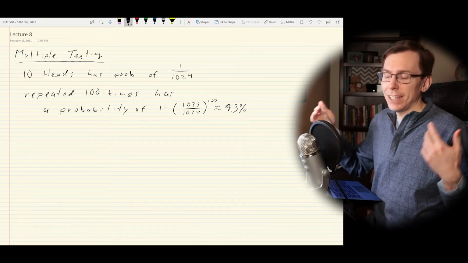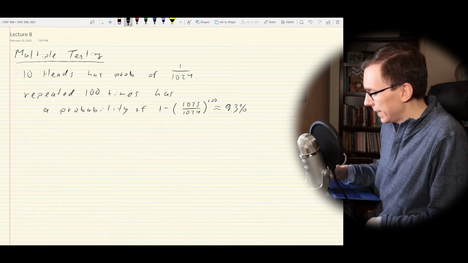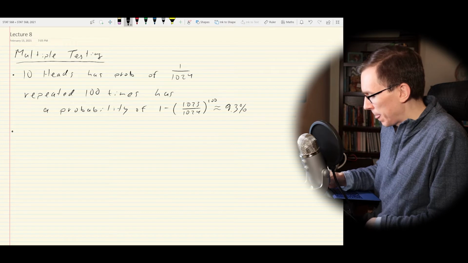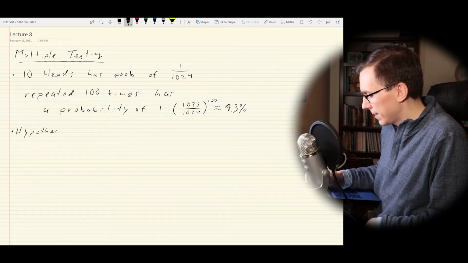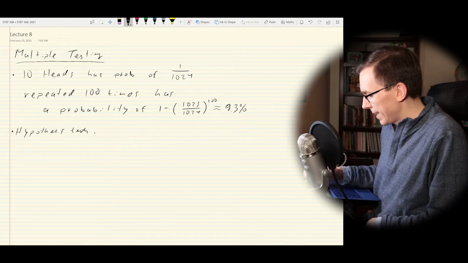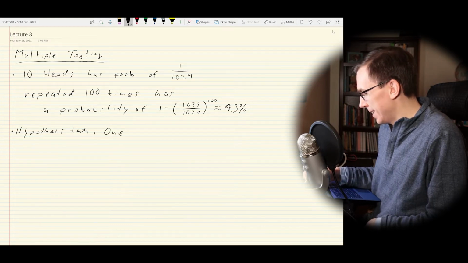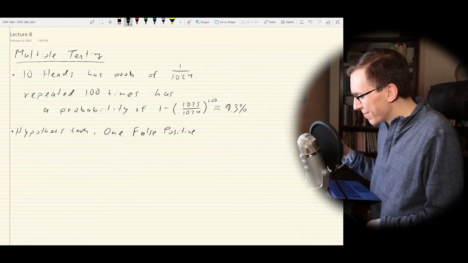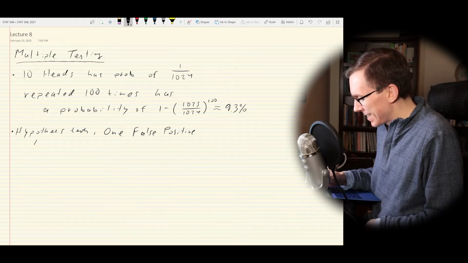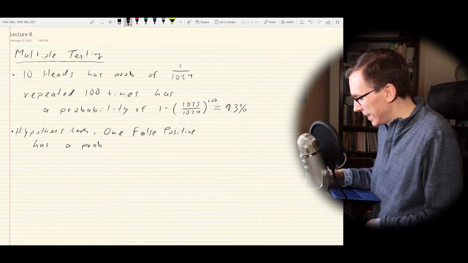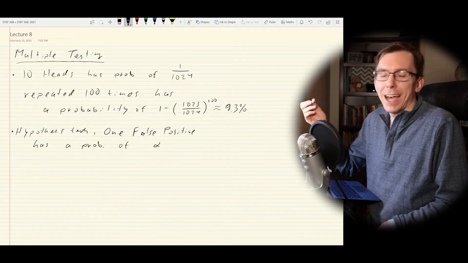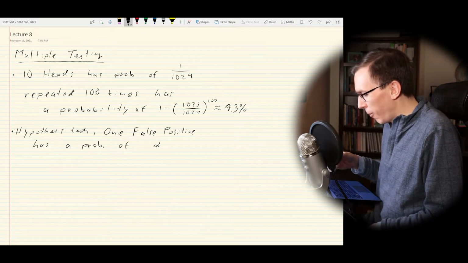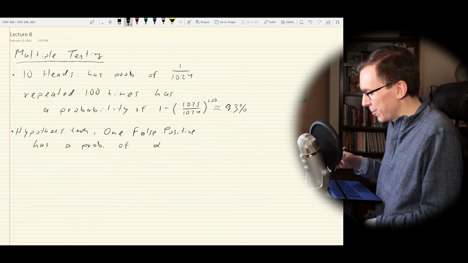So that's the rough idea that I was trying to say out loud, but now I can write it down in numbers. But in the case of hypothesis testing, let's say 1 false positive, type 1 error if you like that terminology, but I hate that terminology, 1 false positive has a probability of alpha, whatever alpha is, 1%, 5%, 0.1%, 1 in 10,000, whatever you want alpha to be.